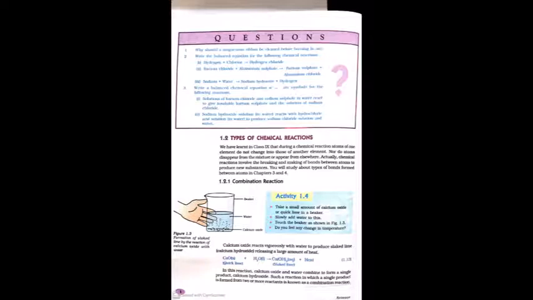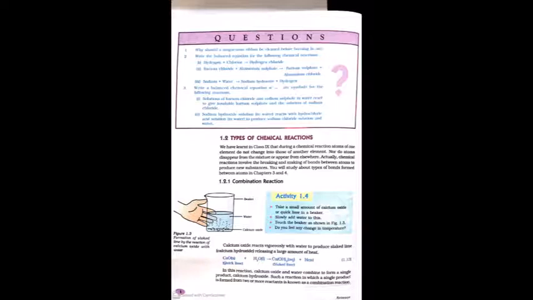In figure 1.2, formation of slaked lime by the reaction of calcium oxide with water is shown. Calcium oxide reacts vigorously with water to produce slaked lime, that is calcium hydroxide, releasing a large amount of heat. CaO plus H2O is equal to Ca(OH)2 plus heat. 1.13.